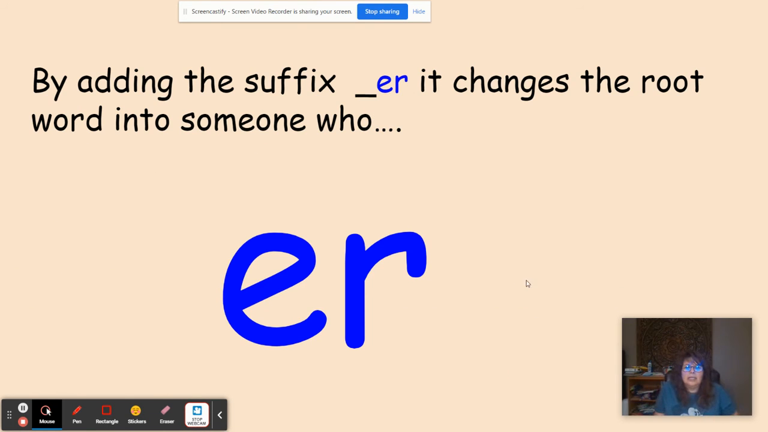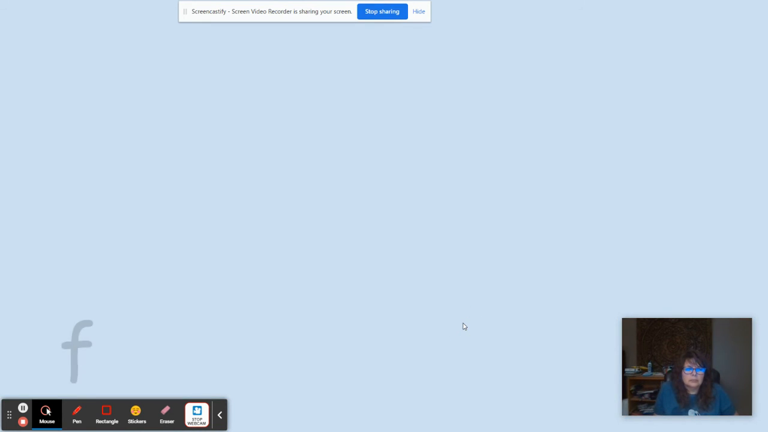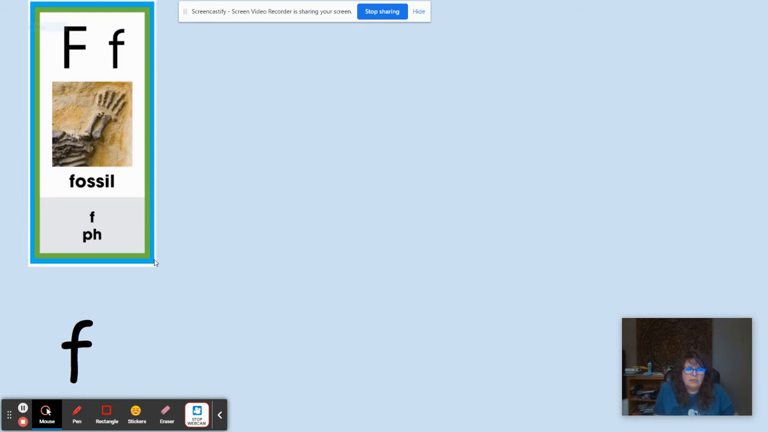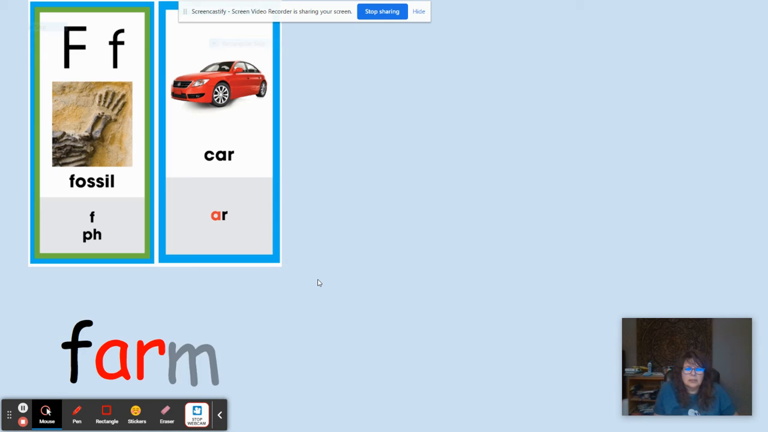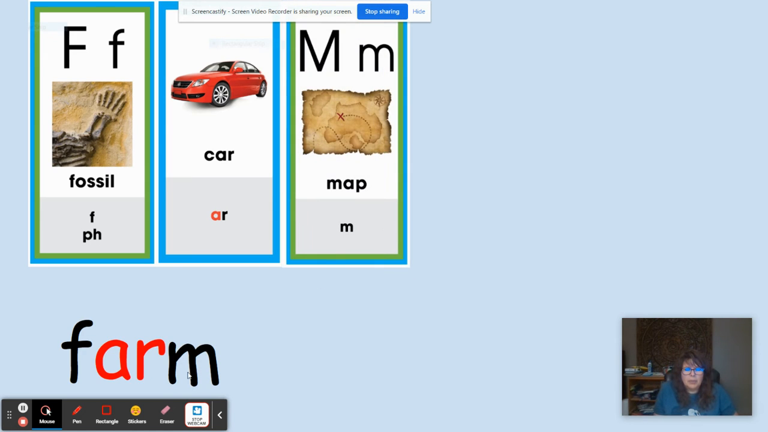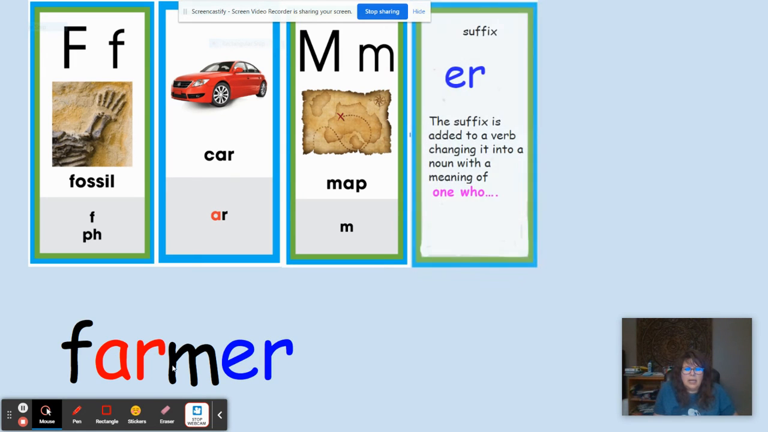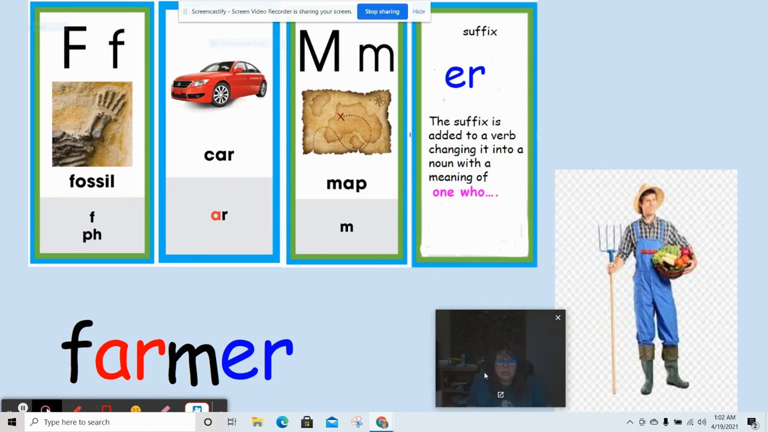Okay, by adding the suffix er, it changes the root word into someone who. F, like in fossil. R, like in car. M, like in map. Farm. Now we're going to add the suffix er, and now it becomes a farmer. Someone who farms is a farmer.